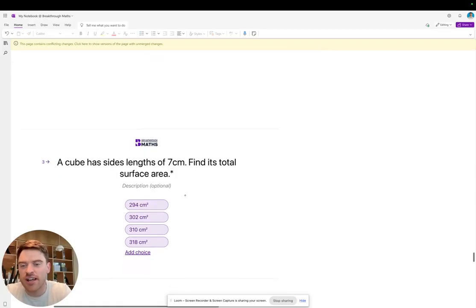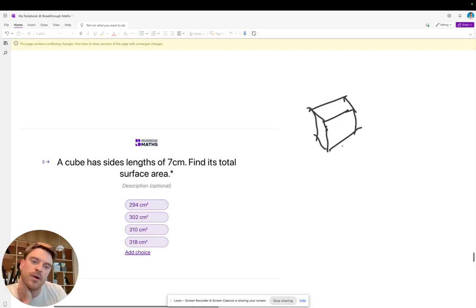A cube has sides of length 7 centimeters. Find the surface area. Now, this is a bit of a tricky one, right? It's got sides, so you draw the cube. Now, I'm not Picasso. Never claimed to be. But I would always draw it out like this. As best you can. You can clearly see I'm not Picasso. A cube has sides of length 7 centimeters. Find the surface area.